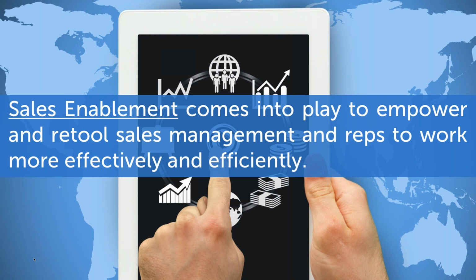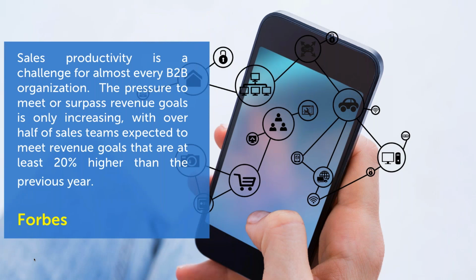Now, to further expand on that, we're going to give you some of the definitions that are commonly found throughout these key organizations that focus on building material and content for these type of issues. So, for example, Forbes considers that sales productivity is a challenge for almost every B2B organization, and therefore the pressure to meet or surpass revenue goals is only increasing. With over half of sales teams expected to meet revenue goals that are at least 20% higher than the previous year.